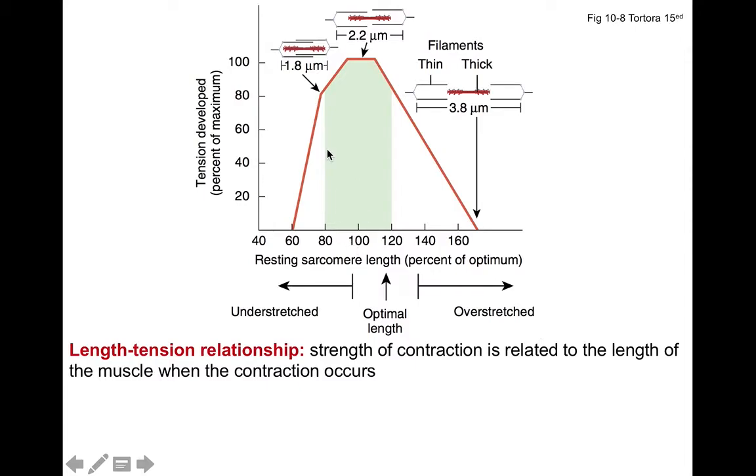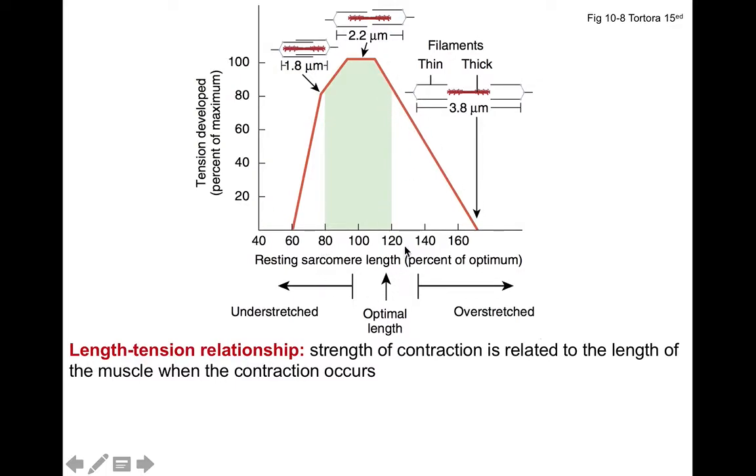And different stretching of these actin myosin causes different amounts of overlap. So you can see here, resting sarcomere length is along the x-axis, and then the tension developed is along the y-axis. So increased filling of the ventricles will cause increased stretching of these filaments against each other, allowing more space to contract, generating more force. But if you overstretch them, this is when you start to see this force dropping off.